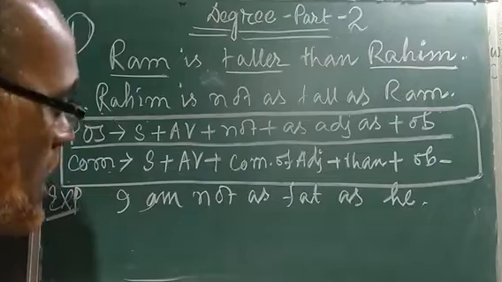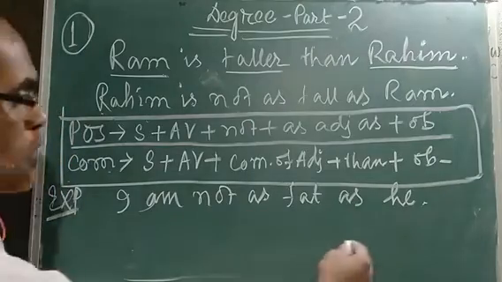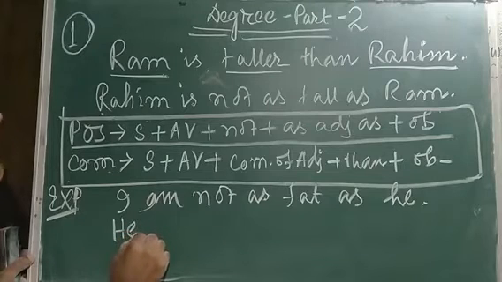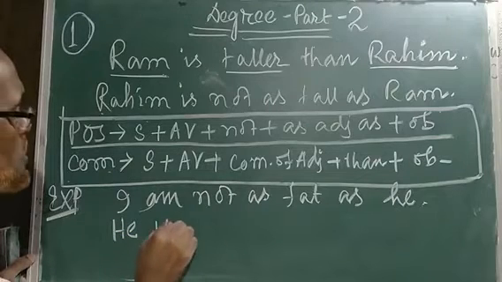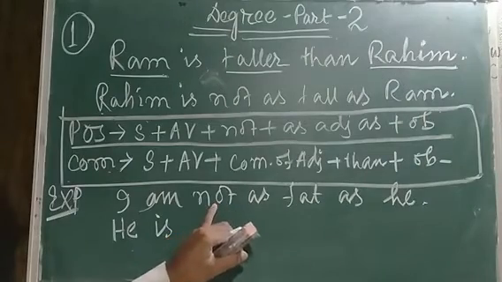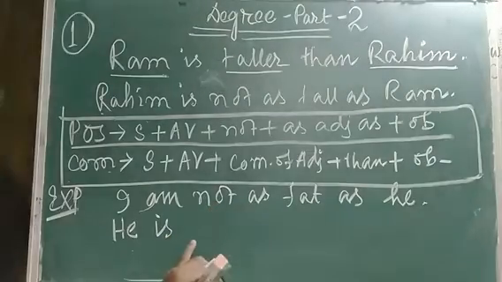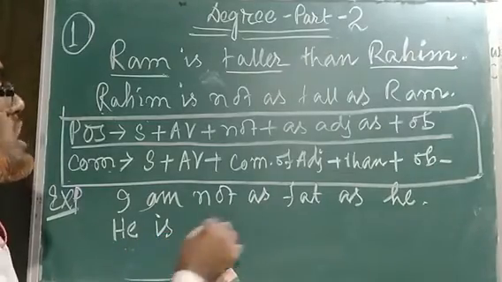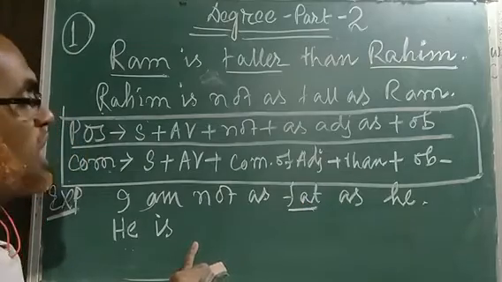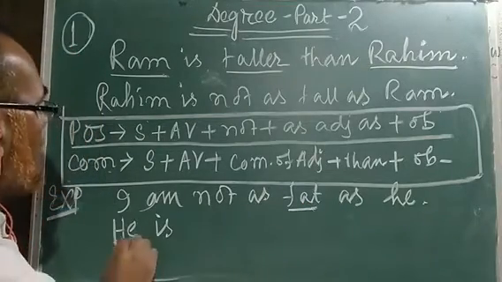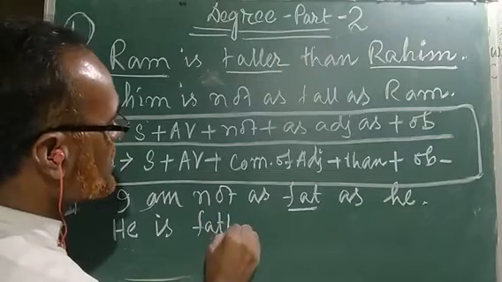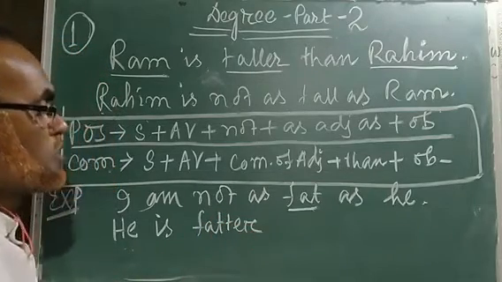From this rule, what shall we do? We bring he in the first. After that, with he will be the auxiliary or helping verb. Here is not. We have to remove not to make it comparative. Then he is, what is the adjective? Adjective is fat. Then we have to make it comparative. He is fatter, FAT double TER. It will become double TER.